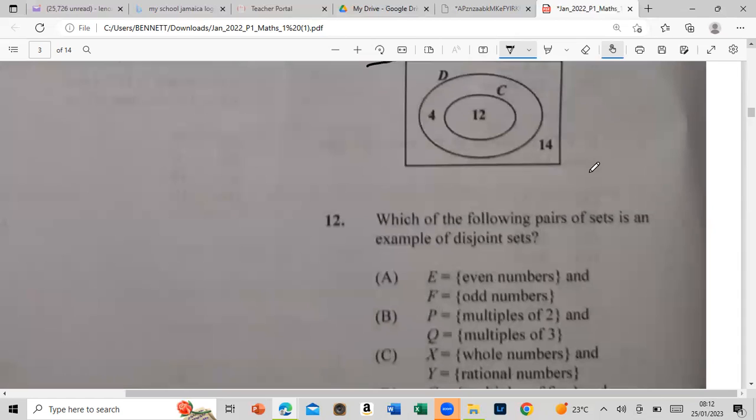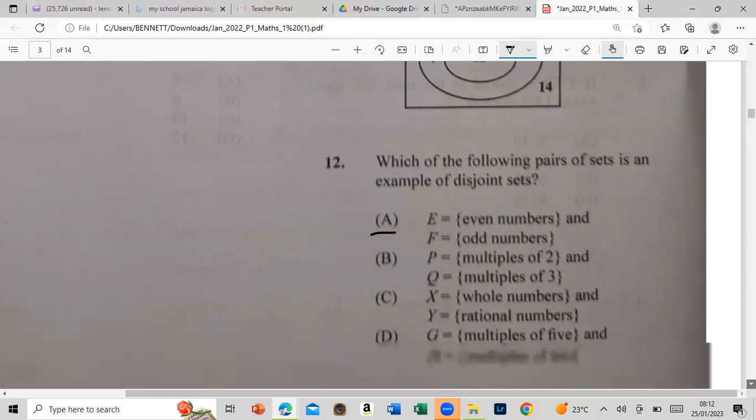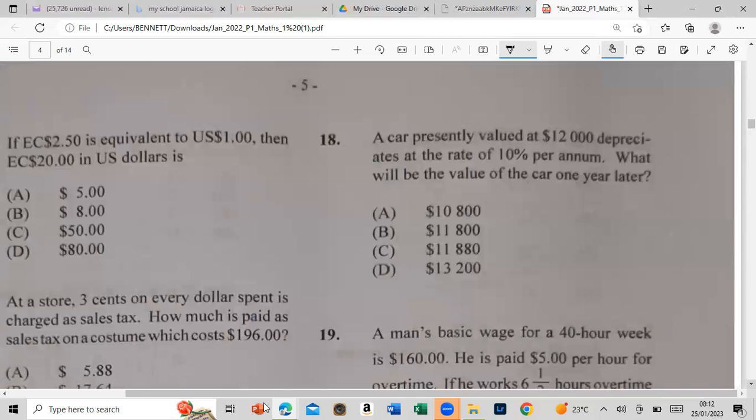Which of the following pairs of sets is an example of a disjoint set? Even numbers and odd numbers. A number cannot be even and odd. Disjoint means there's nothing common between them. So they are not connected, and that definitely has to be that.